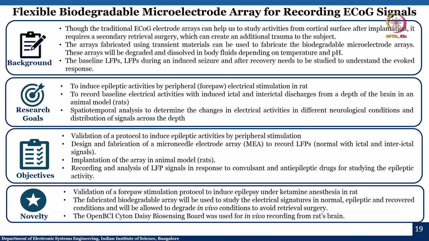What kind of research problems can we generate, what are the existing research problems, and how can we generate the solutions? So, in the background, we look at the traditional ECoG electrode arrays. The existing ECoG electrodes can be used to study activities from the cortical surface, but traditional ECoG electrodes require a secondary retrieval surgery, which can create additional trauma to the subject. That is the first thing we understood: we can use the traditional one, but it requires a retrieval surgery, because when you implant the device, you need to retrieve it as well, before the surgeon can start operating on the patient.